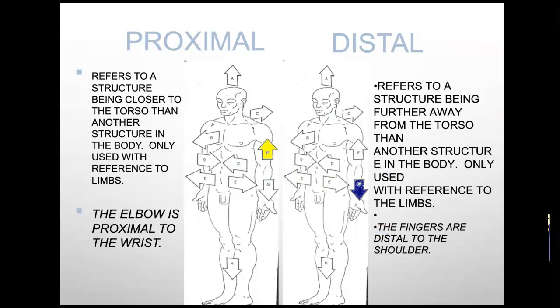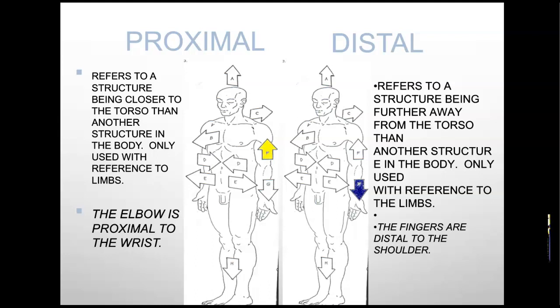Proximal and distal. Proximal refers to a structure being closer to the torso than another structure. Basically we're referring to the point of attachment to the body when referring to your limbs. So we only use these two words when talking about structures involved in your arms and legs. That's a really important point. Only used when referring to your limbs. Proximal is going to be closer to the point where that limb would attach to the body or the trunk.